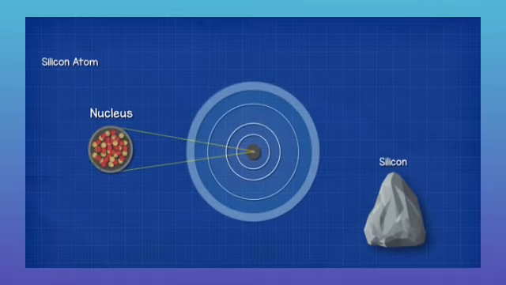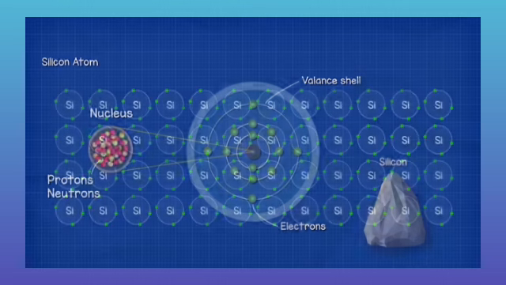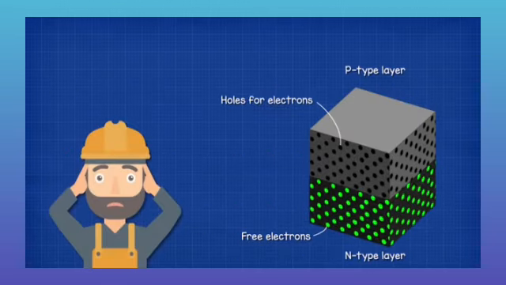When we look at silicon atoms, they have 14 electrons, with 4 in its outermost shell, known as the valence shell. Silicon atoms are most stable when they have 8 electrons in their valence shell, but they only have 4, and so they will share an electron with each of their neighbors to achieve this. So where do the free electrons and the holes come from?